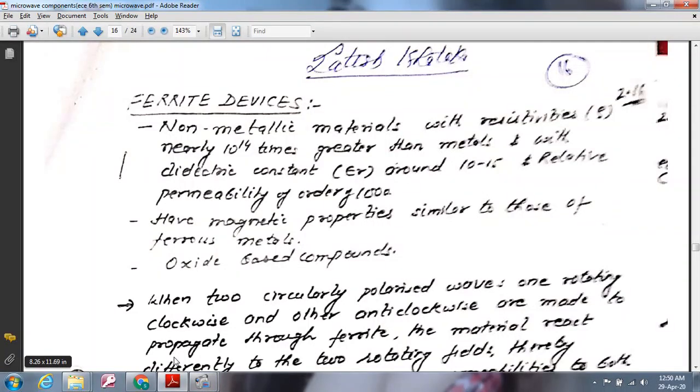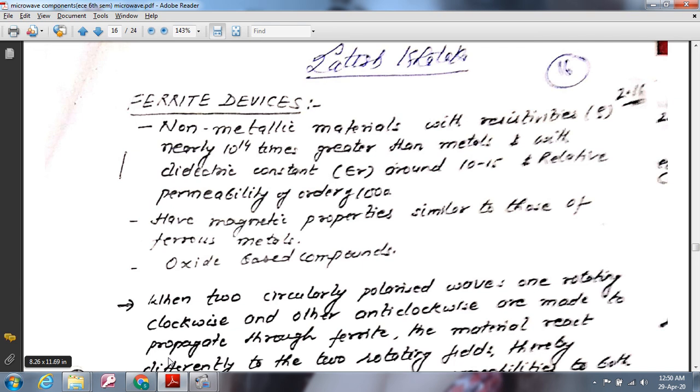Hello students, today we are going to discuss Faraday devices, the properties of the ferrite materials and some of the ferrite devices which are used in microwaves such as circulator, isolator and gyrators.